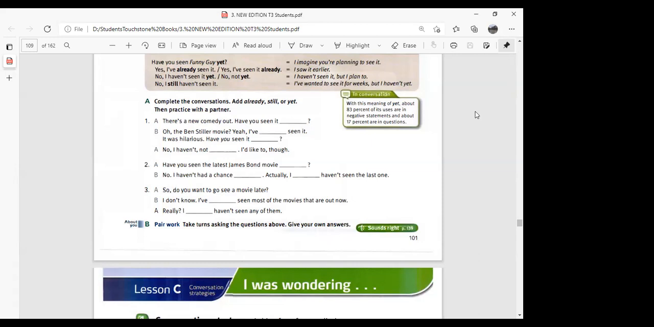Let's continue, please. Complete the conversations, add already, still, or yet, then practice with a partner. Okay, please do number 1, 2, and 3. I give you 1 minute. Just say finish when you're done.